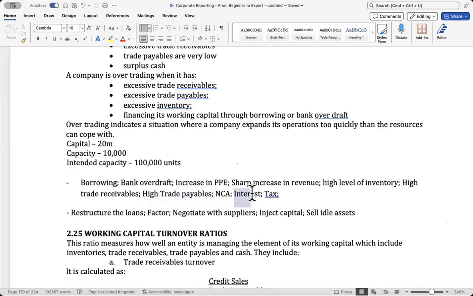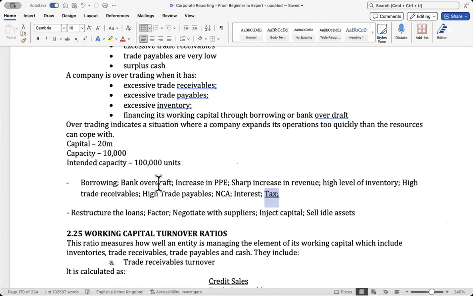When you look at his finance cost, it will be so high because of the sharp increase in borrowings. And because of the sharp increase in revenue that is not backed up by cash, it will trickle down to profits, which will make him pay a very high tax. So everything is pointing to a business that is not strong enough, because there's no cash, there's no liquidity.